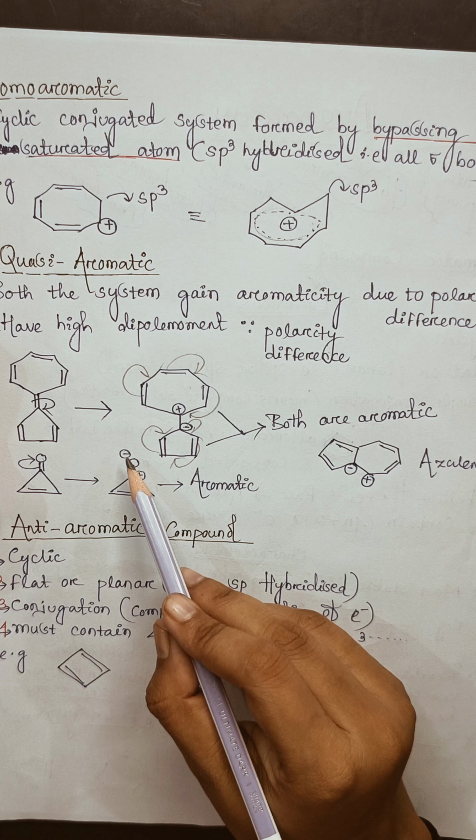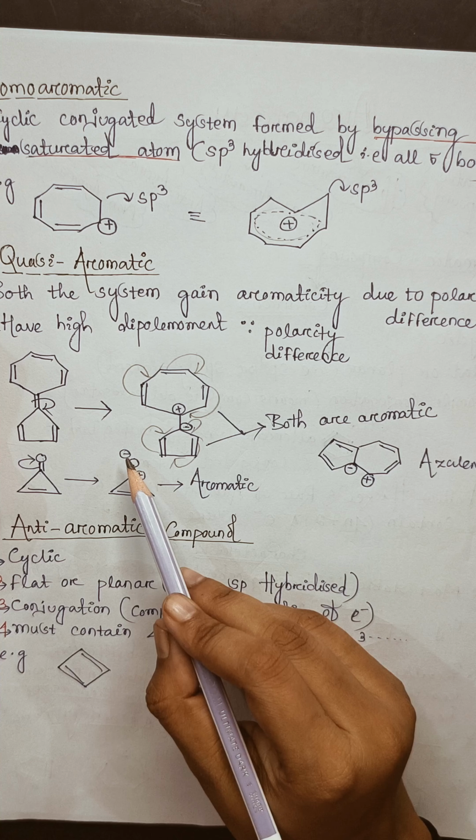Next one is cyclopentadienyl anion. Here it is cyclic, flat, that means all carbon atoms are sp2 hybridized. Here is also complete delocalization of pi electron. Next, it contains 2 pi bonds and 1 negative charge. 1 negative charge contains 2 electrons, that means total is 6 pi electron, which follows Huckel's rule, so n equal to 1.